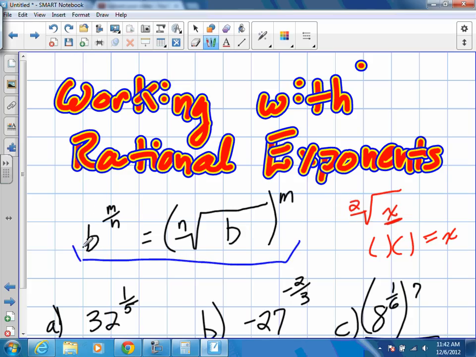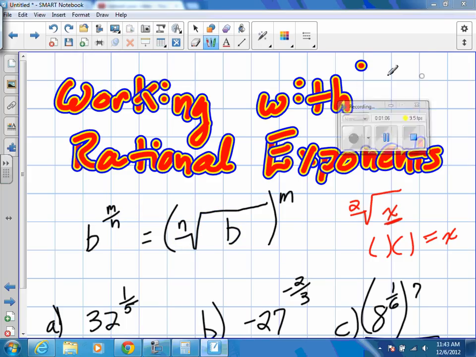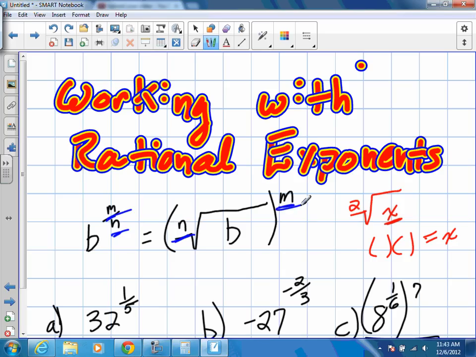Okay? This little formula says that a base to a fraction exponent can be written like this as a radical. So the base goes underneath the root. The denominator becomes the type of root, whether it's the square root or the cubed root. So that n is always going to be the radical, and our m will always be the exponent on the outside, our whole number exponent.